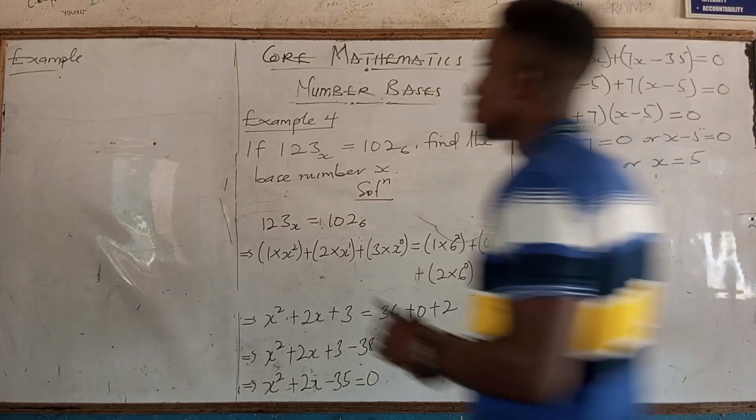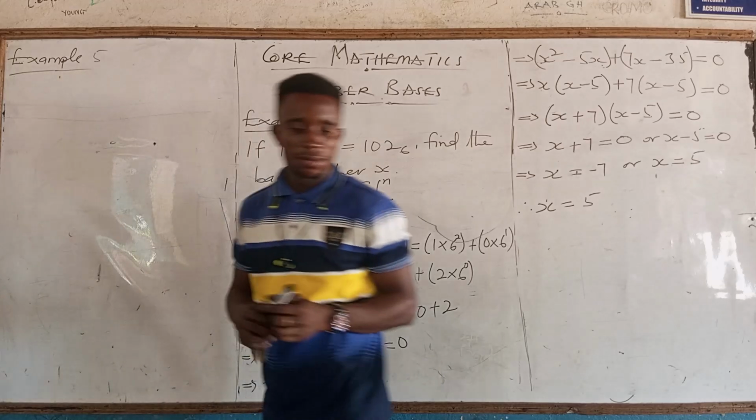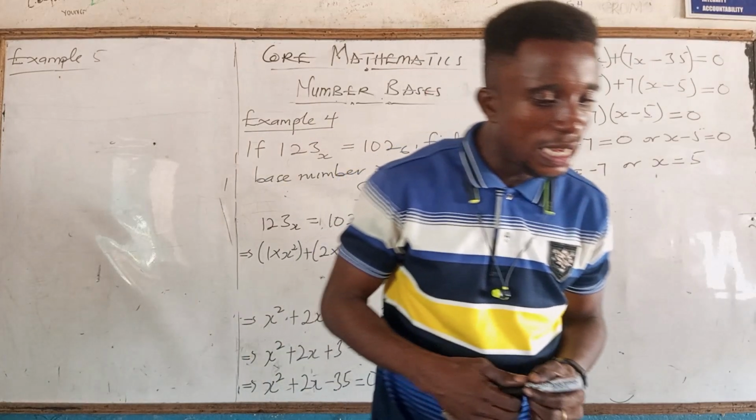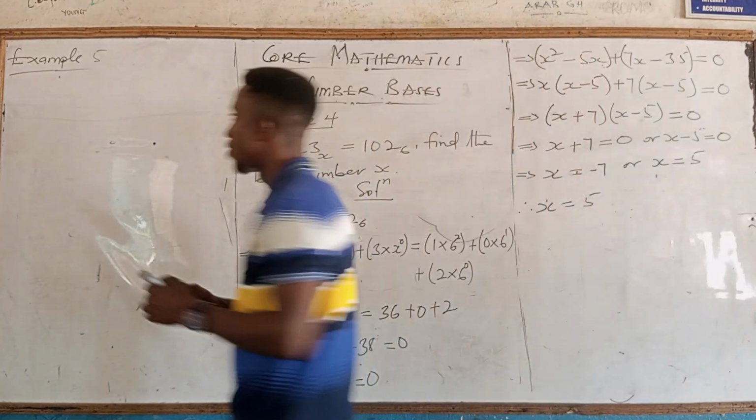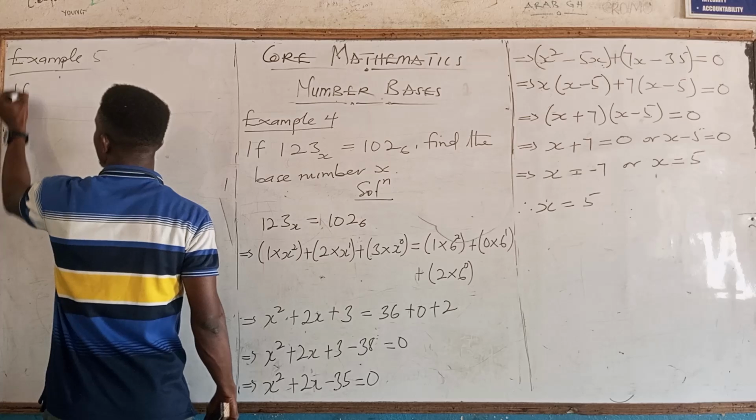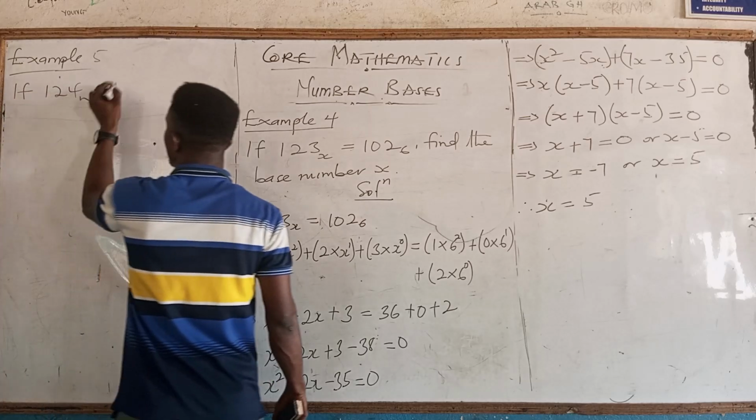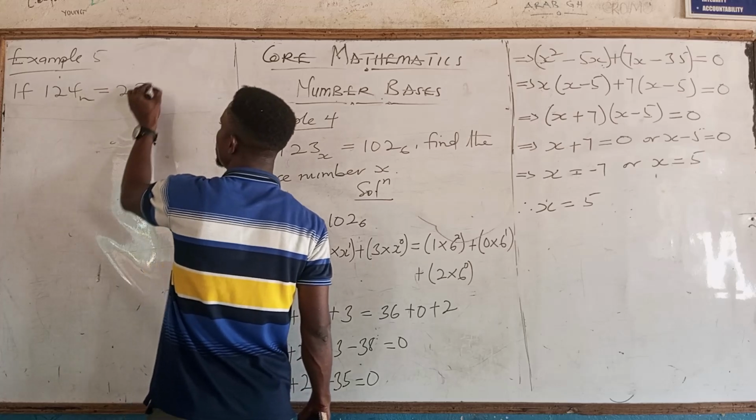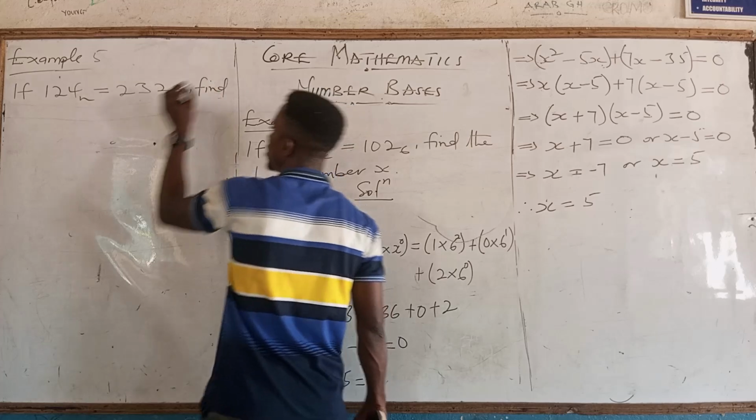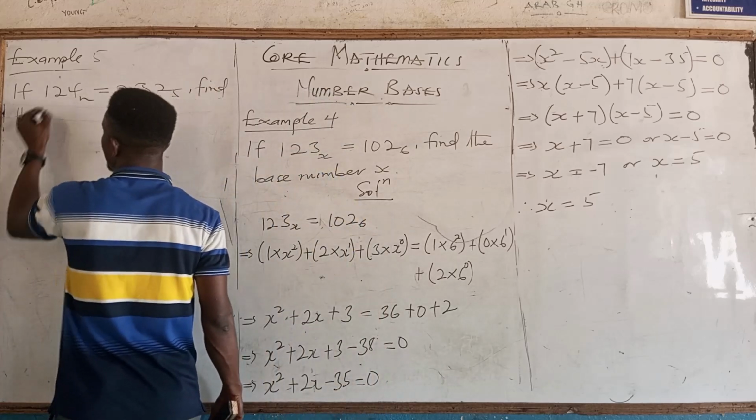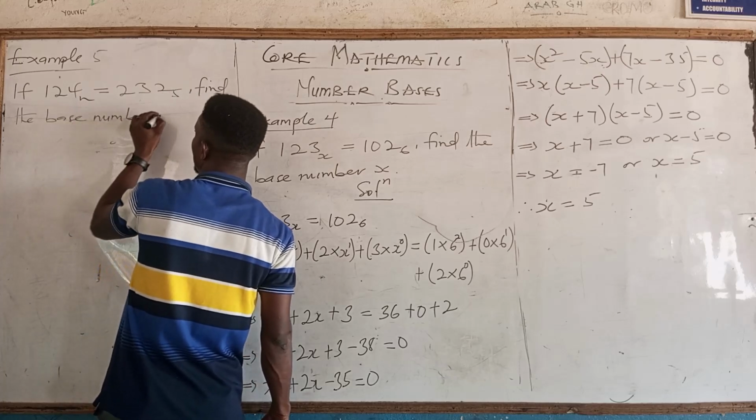Okay. So example number 5. Example number 52 says if 124 base n is equal to 232 base 5, find the base number n.